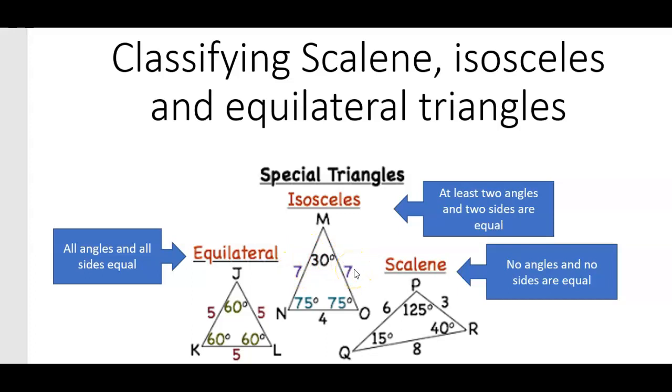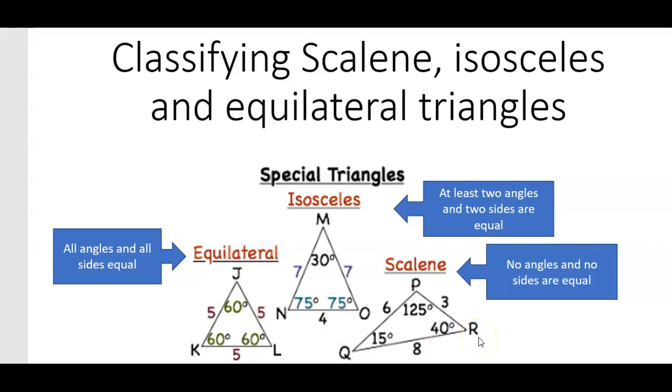The next triangle we're going to talk about is the equilateral triangle. In an equilateral triangle, all the angles and all the sides are equal. So you can see in this equilateral triangle, all of the angles have 60 degrees and all the side lengths have 5. All right, the last one is the scalene triangle.